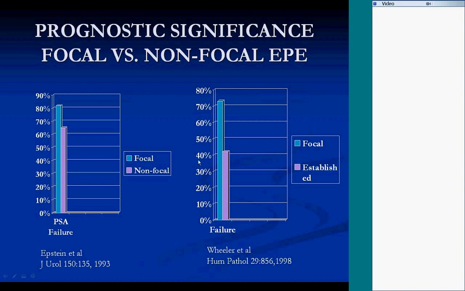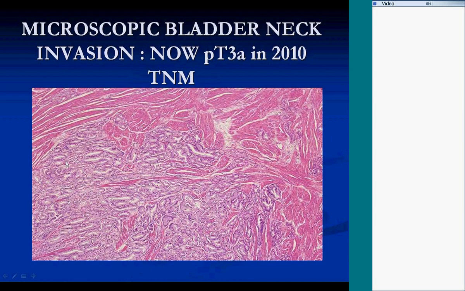And here are the data supporting this division. On the left is the focal versus nonfocal using the qualitative few glands versus not, PSA failure after surgery. Here's PSA failure after surgery using the more quantitative high power field approach by Tom Wheeler's group, focal versus nonfocal. You can see it does make a difference irrespective of the method you use, and one has the freedom to choose either of those two methods. But one of the two is definitely recommended.